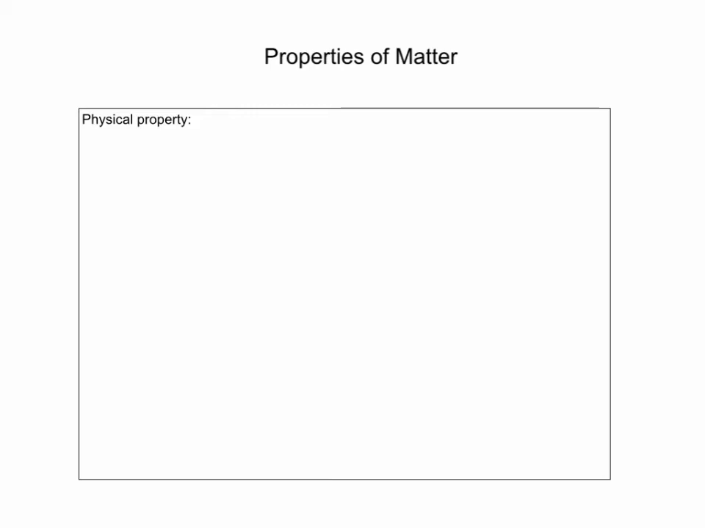A physical property is a property or characteristic of a substance that can be observed without reacting the substance with something else.